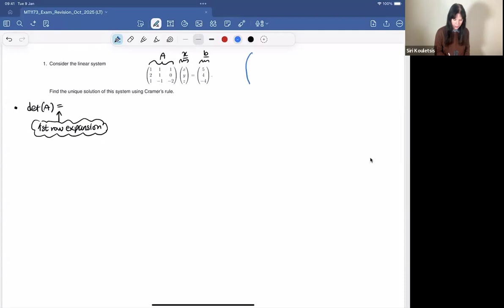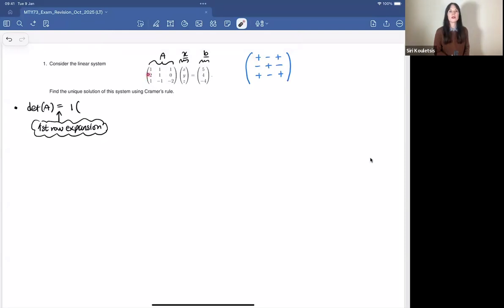Remember also the relationship between the signs of minors and cofactors for a 3 by 3 matrix. And so we get 1 times, because the 1 here is in a plus position, and then we cover up the column and row containing this 1, and then we take the determinant of the 2 by 2 submatrix left here, and we see that this is -2 minus 0.